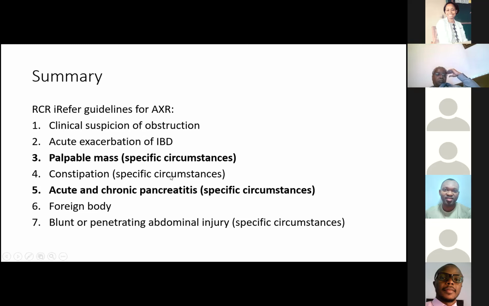So that was the cases that I had to show you this afternoon. And I've just put here a summary of the Royal College of Radiologists in the UK, a summary of what they consider to be appropriate indications for abdominal X-ray. Now, going down the list, number one, it says the clinical suspicion of obstruction. So I've shown you cases of small bowel obstruction and large bowel obstruction.